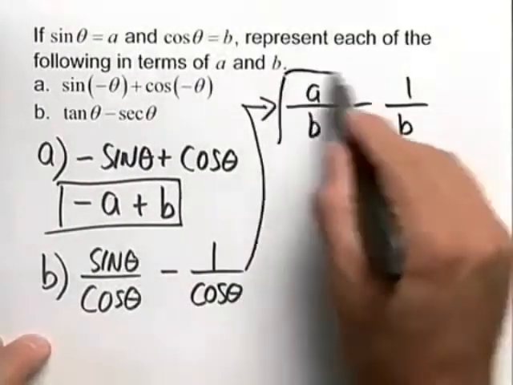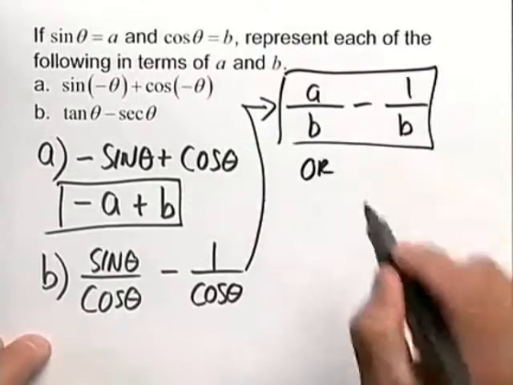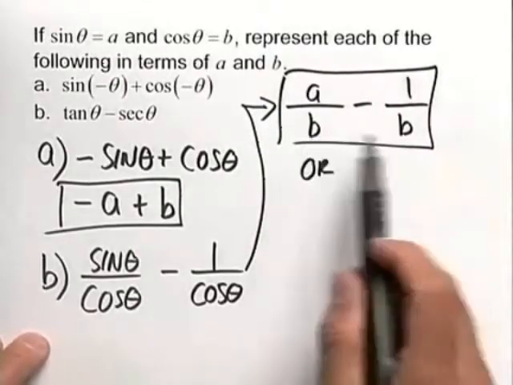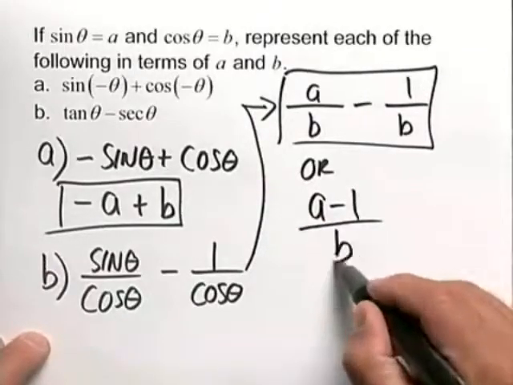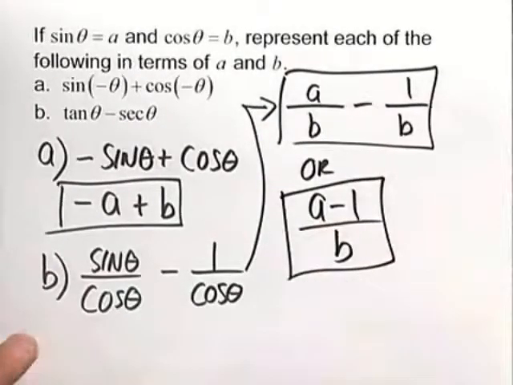So this would be written as two fractions, or if you want to write your answer as a single fraction, we have a common denominator of B, so this could be written as A minus 1 all over B, and so we've written both of our expressions in terms of A and B.